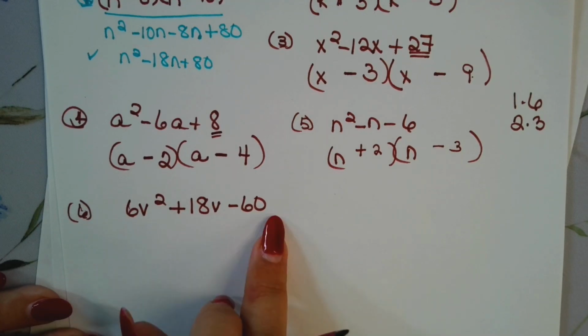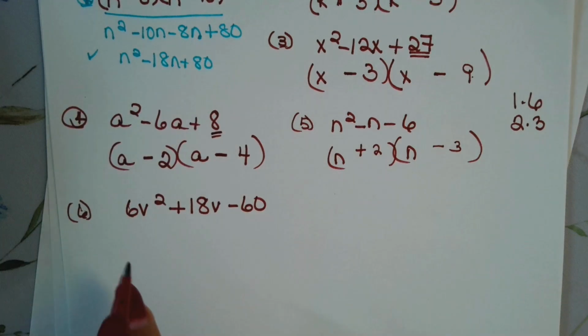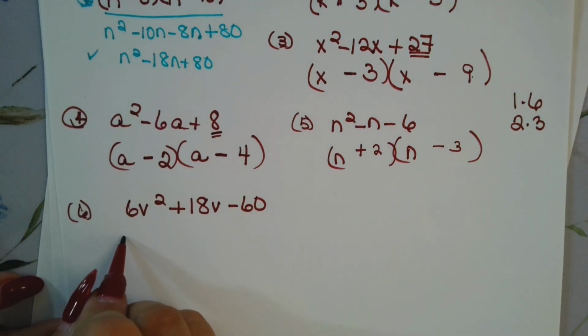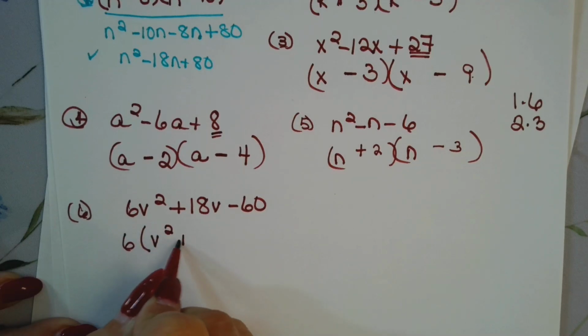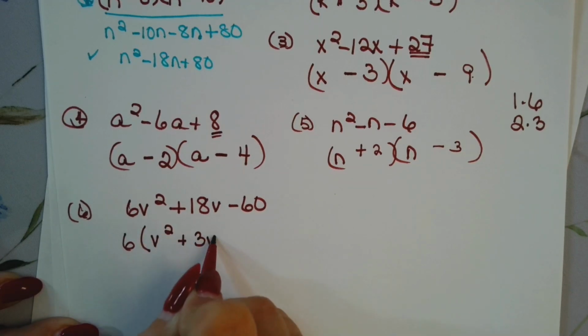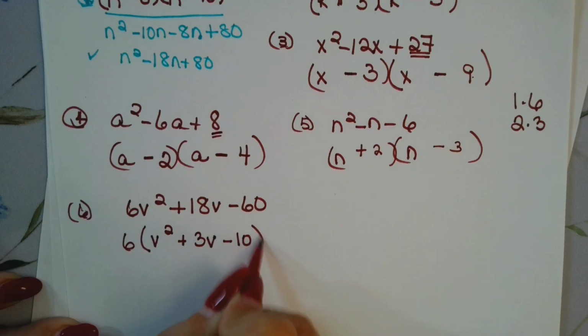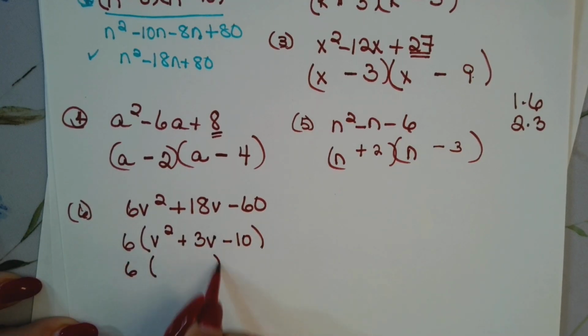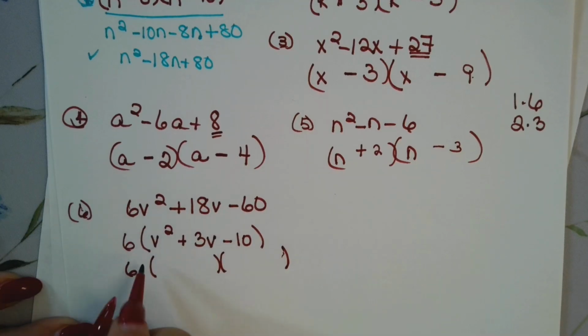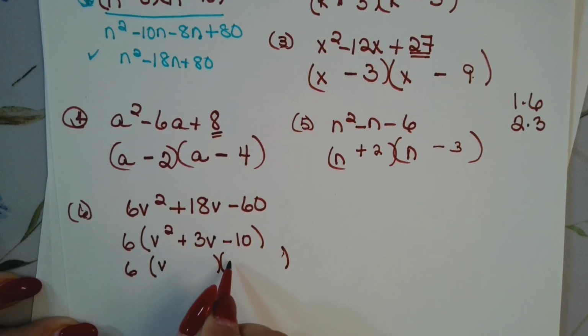What can we pull out of each of these? Well, the biggest factor that I see is a 6, and we're going to be left with v squared plus 3v minus 10. Okay? And you got to keep that 6 there. You can't let it disappear. Now we're going to go ahead and factor this.